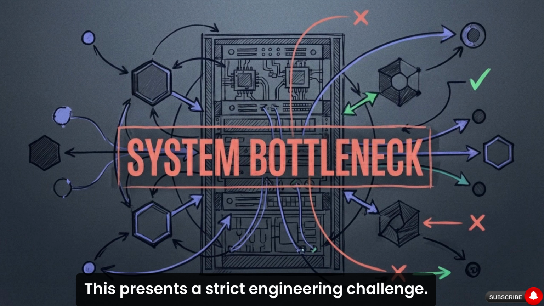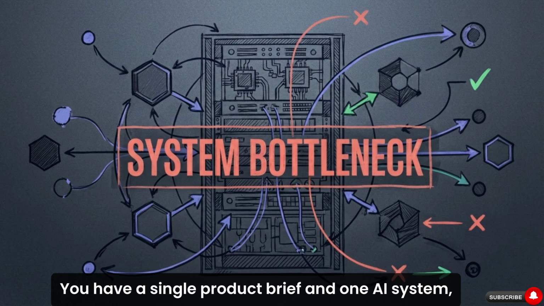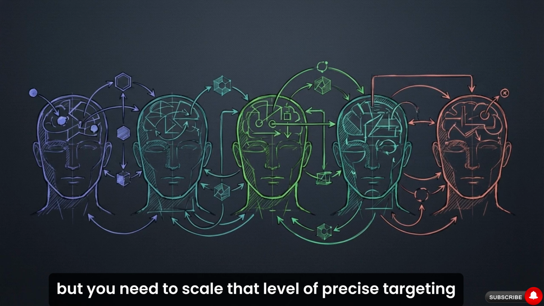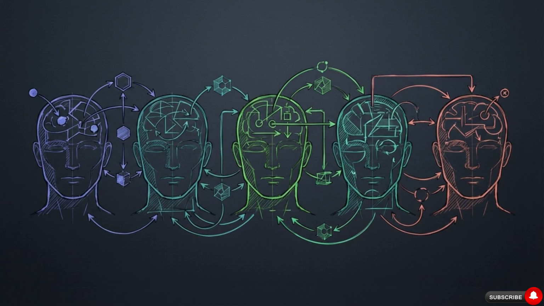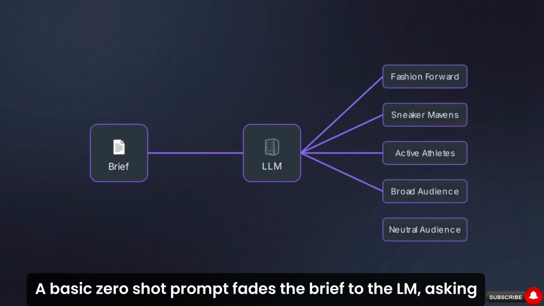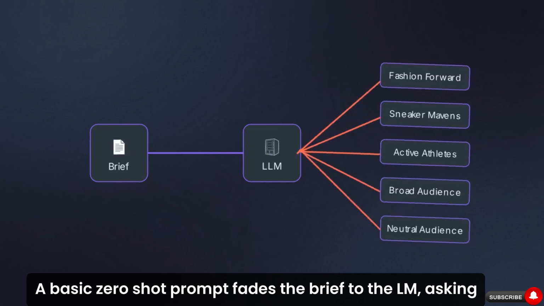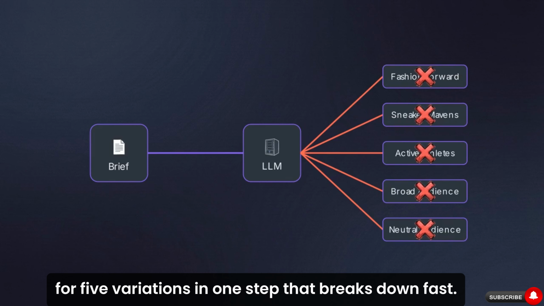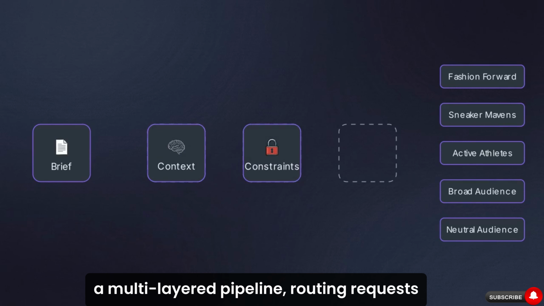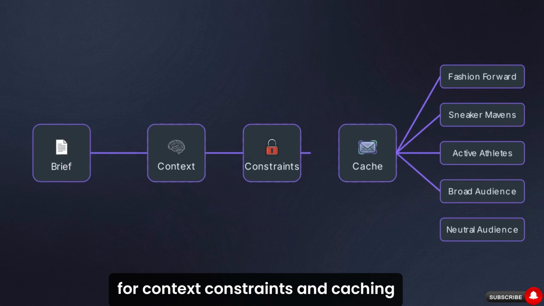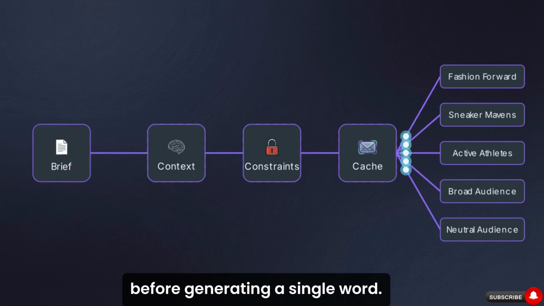This presents a strict engineering challenge. You have a single product brief and one AI system, but you need to scale that level of precise targeting to 5 completely different audiences. A basic zero-shot prompt feeds the brief to the LLM, asking for 5 variations in one step. That breaks down fast. A production-grade architecture requires a multi-layered pipeline, routing requests through intermediate layers for context, constraints, and caching before generating a single word.